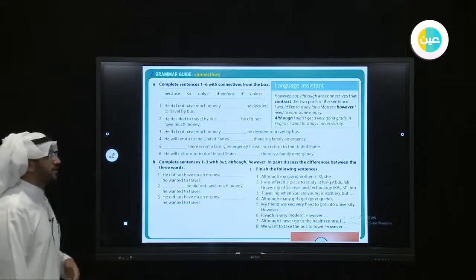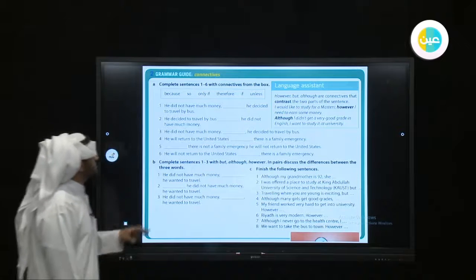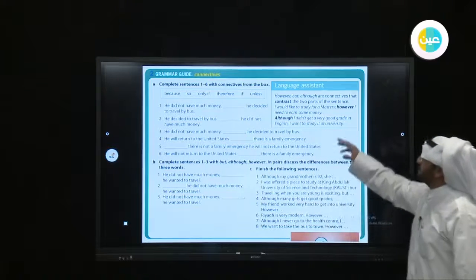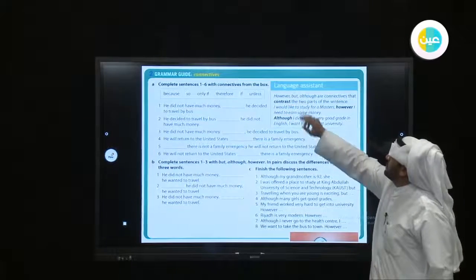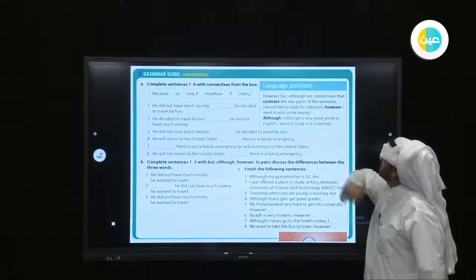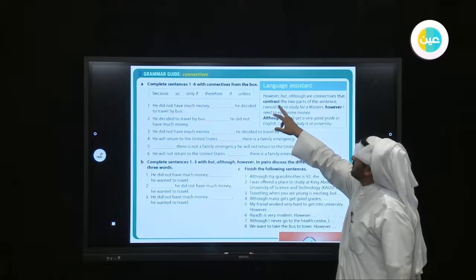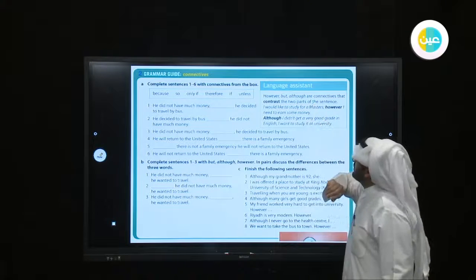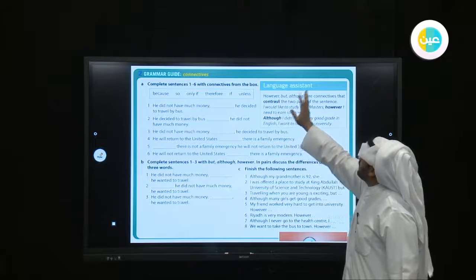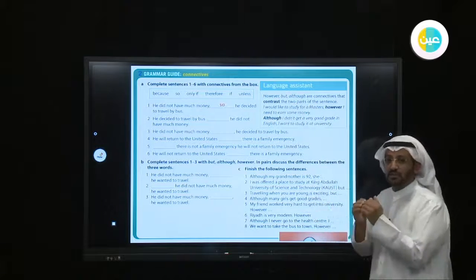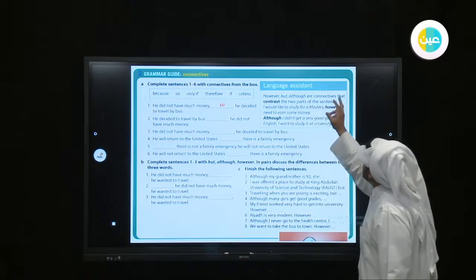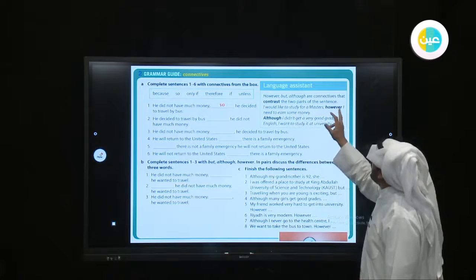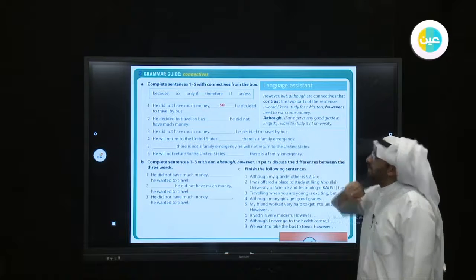Okay, let's start. Before we start, read the language assistance. However, but, although are connectives that contrast the two parts of a sentence. When we use however, but, although, we must have two sentences, two parts. I would like to study for a master's. However, I need to earn some money.